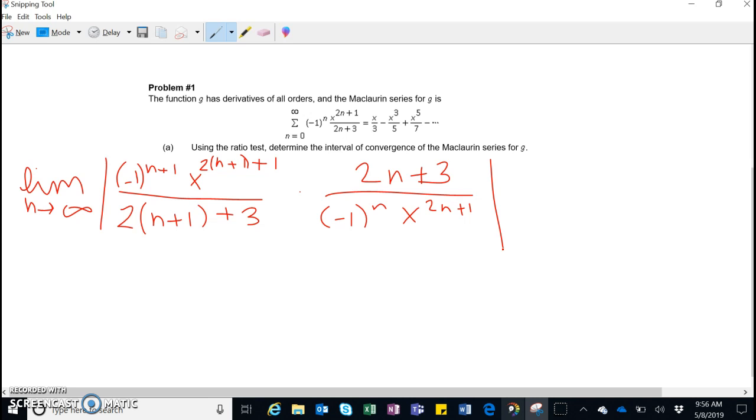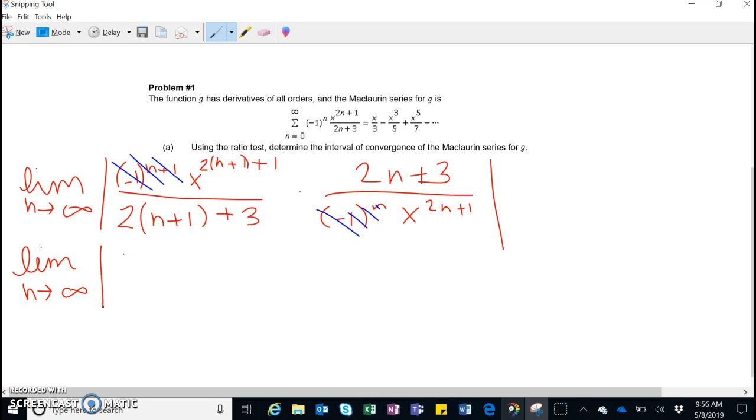Some things I can cancel right away, specifically because those absolute value bars are on the limit. The -1 terms are always going to be generating positive answers anyway, so I don't need to really worry about that. But before I cancel anything else, I am going to go through the exercise of simplifying this a little bit so that I don't lose anybody in my canceling step.